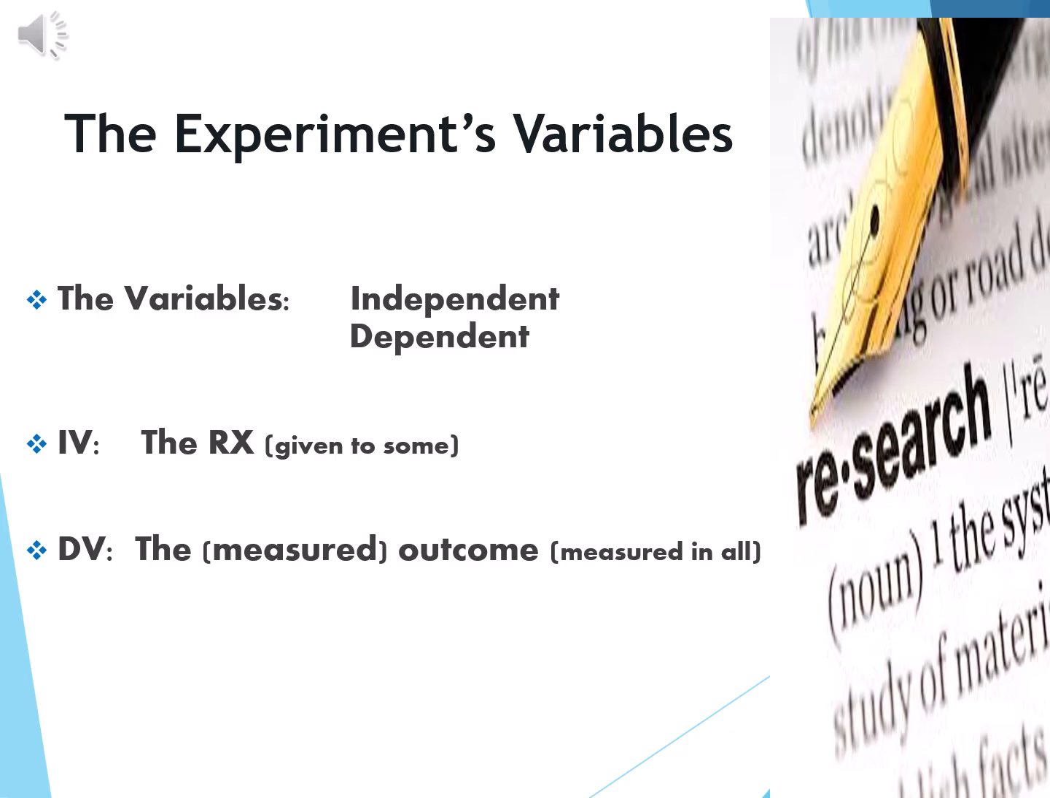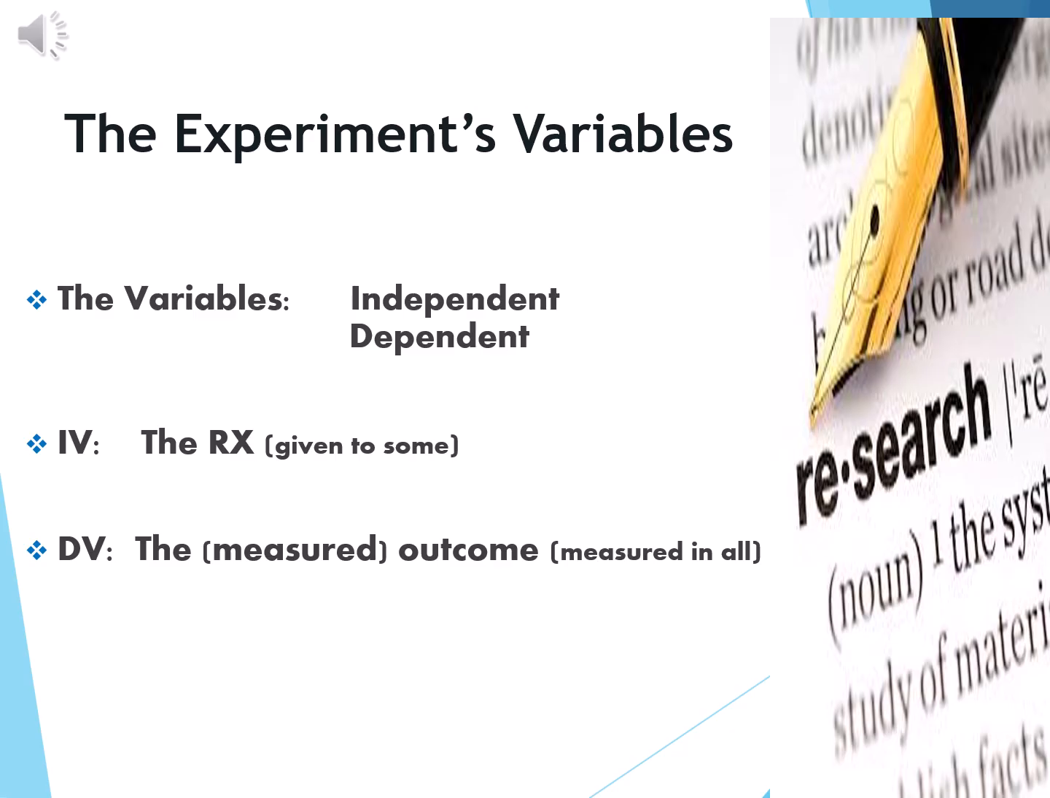It might be a new study technique. It might be a new form of exercise. So it's a treatment. And we'll learn that half the subjects will get it and half will not. But in any case, the independent variable is the treatment. The dependent variable is the measured outcome.